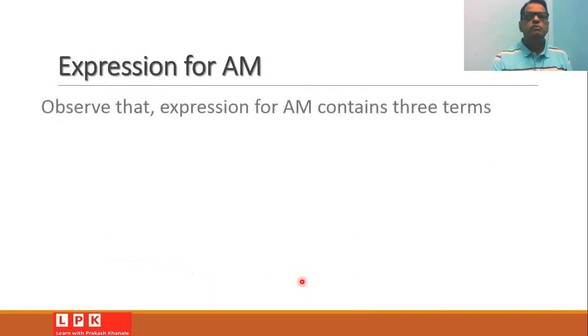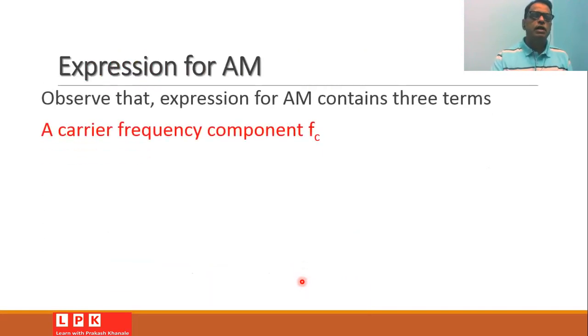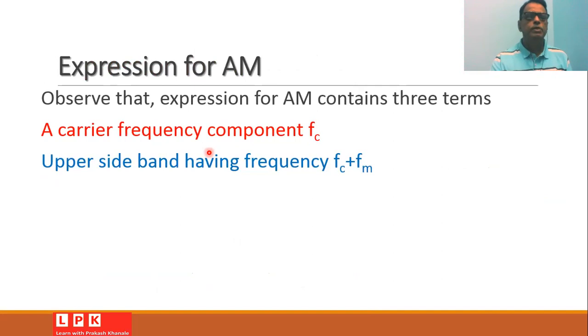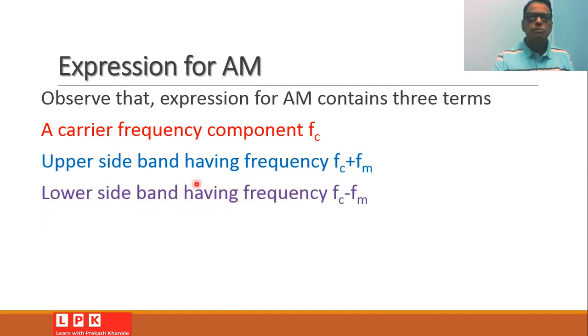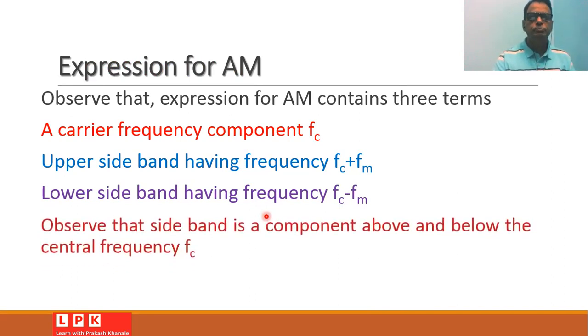So from this expression, what do we understand? We understand that the expression for the AM consists of three terms. The first is the carrier frequency component, of which the frequency is fc. The second component is the upper sideband component, of which the frequency is fc plus fm. And the third one is the lower sideband, which has the frequency fc minus fm. So there are three terms present in the amplitude modulated voltage.